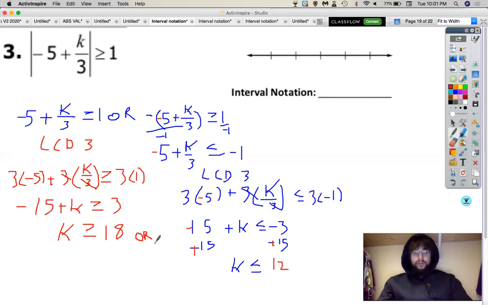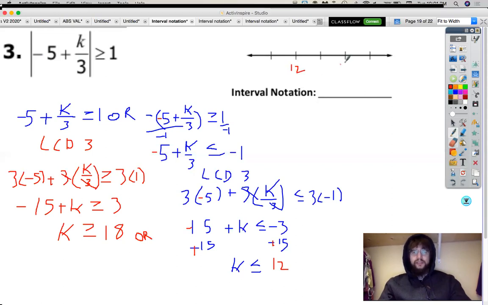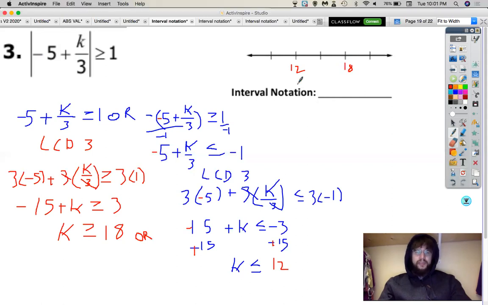It's an or. So let me stick these on there. I've got a 12 and an 18. I'll stick 12 right there. I'll stick 18 over there. Both are included. So I'll put solid dots on both.